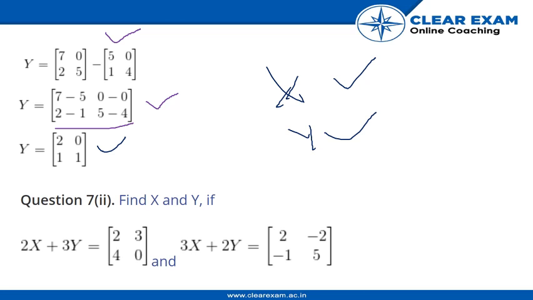Now coming to the second part of the question, this time we have to find x and y with a slightly difficult problem, as we are given 2x plus 3y is equal to this matrix and 3x plus 2y is equal to this matrix. But if you know how to solve two linear equations in two variables, then you can easily solve this question as well. So let us move to the next slide.